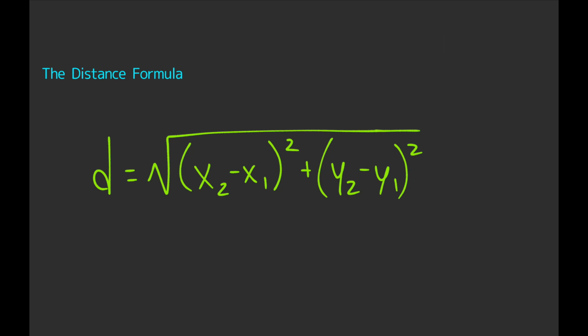So here we have the distance formula. D, which is distance, equals the square root of x2 minus x1, all of that squared, plus y2 minus y1, all of that squared, where x1, y1 is the first coordinate and x2, y2 is the second coordinate. And it actually doesn't matter which coordinate is the first or second one, you just have to make sure that the x and y are both first or both second.